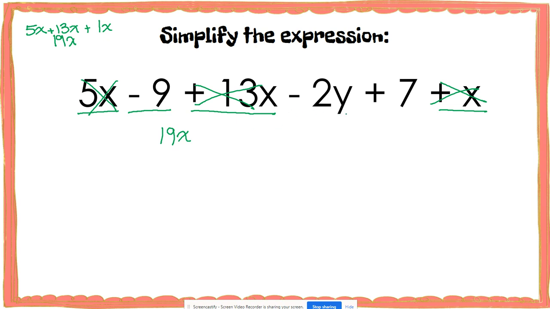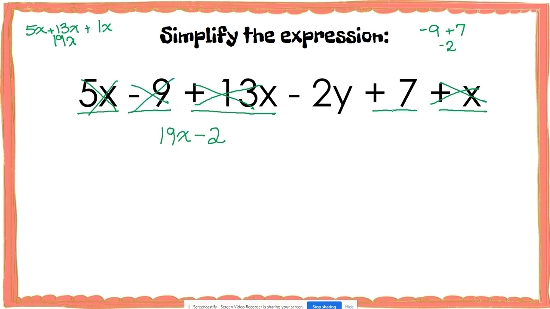Negative 2y is not a constant because it has this variable of y with it, but I do have plus 7 here. So to combine these, I'm going to solve negative 9 plus 7. If I add negative 9 plus positive 7, I get negative 2. Because this 2 is negative, when I write it in my expression, I'm going to write minus 2. We do not want to write plus negative 2 because we don't want to have two different signs. Instead, if our solution is positive, we would write plus, and if our solution is negative, we would write minus.